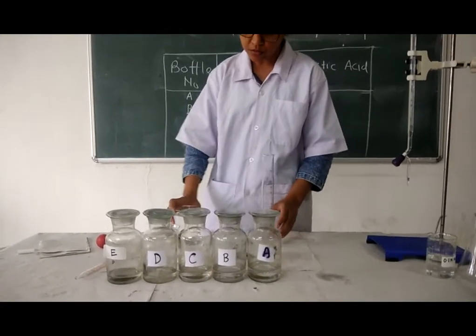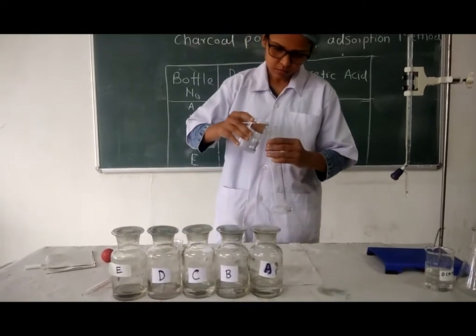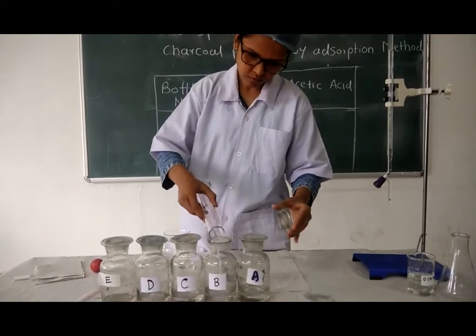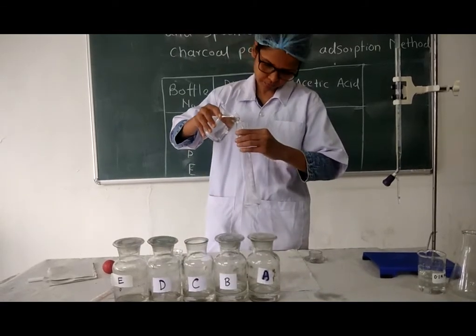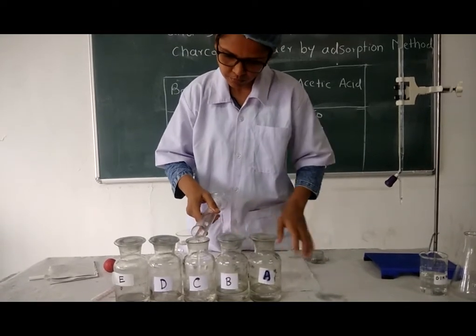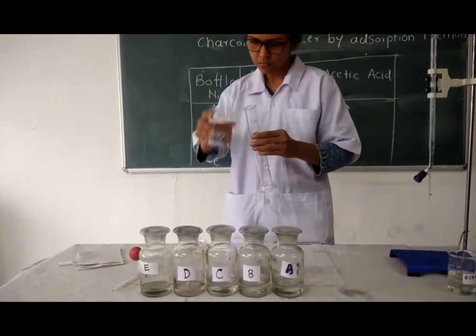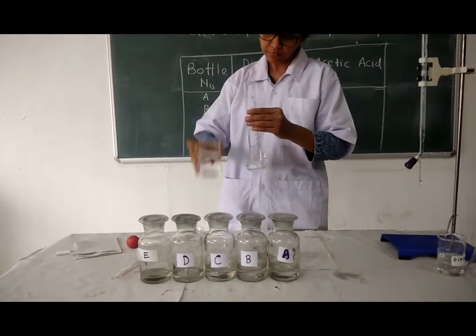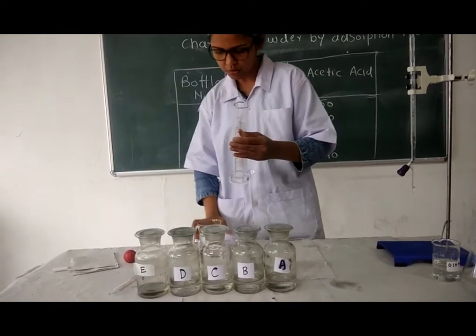So here I have taken distilled water. In the first bottle, no need to add distilled water. In the second bottle, 10 ml distilled water I am adding. Then into bottle C, 20 ml. Then into bottle D, 30 ml. And bottle E, 40 ml.